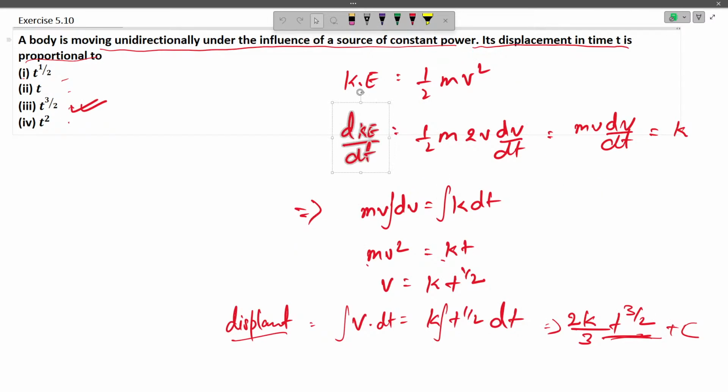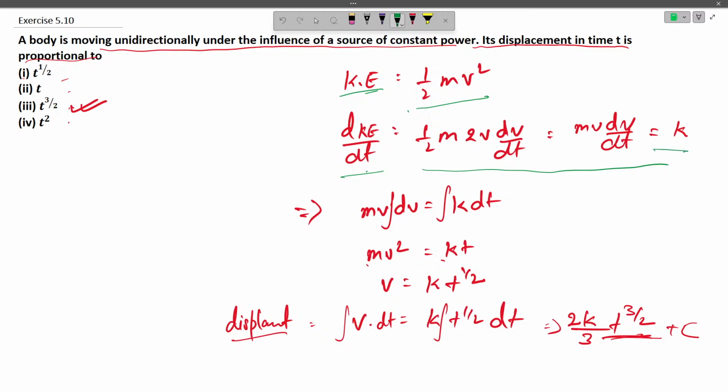Next question: a body is moving unidirectionally under the influence of a source of constant power. Its displacement in time t is proportional to what? Here the power is constant. So let us represent the energy by kinetic energy, that is half m v square. Now the derivative of it would be equal to a constant, because the power is constant, and the derivative of energy with respect to time is going to be constant. So this is the derivative, and we have equated it to k.